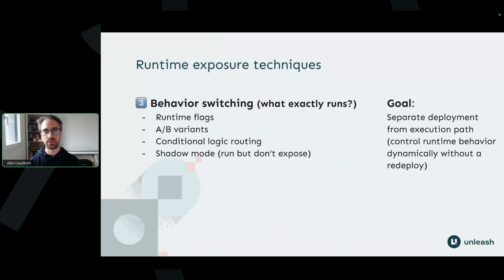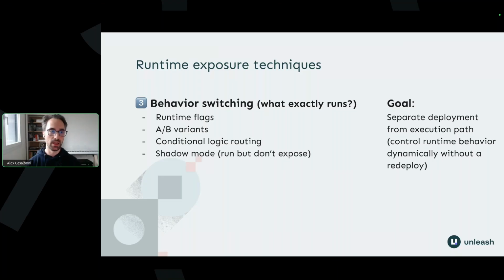The third set of techniques is about what exactly is running in production. This is probably the most impactful here, because these techniques are about actually controlling the runtime behavior with a runtime feature flag, or with an A/B testing variant, or some kind of conditional logic. Even shadow mode behaviors are interesting, where you enable something, but you don't actually expose it to the final user. It's just running in the backend to make sure you can verify it's working correctly, like in the shadows.